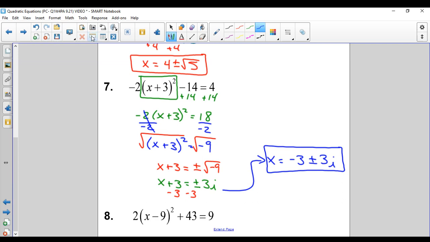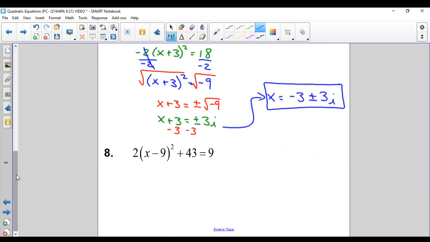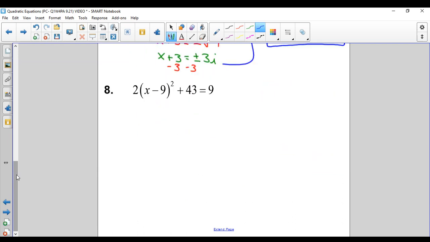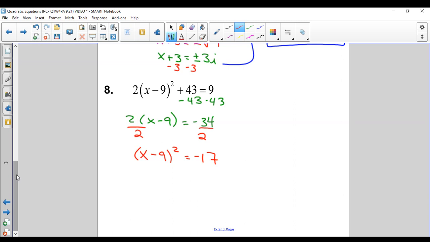Last example. Again, no different in the work. I'm just mainly showing you a different example to show you the different results we'll be getting. So I'll bust through these first couple steps. We subtract 43 from both sides. Sorry, 43. We get 2 times x minus 9 squared equals negative 34. Divide by 2. Get x minus 9 squared still equals negative 17.